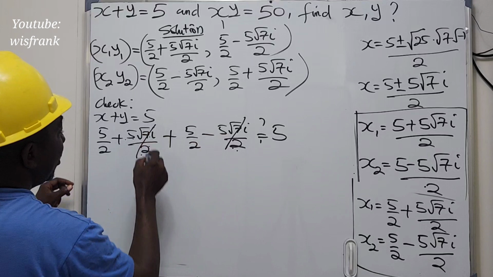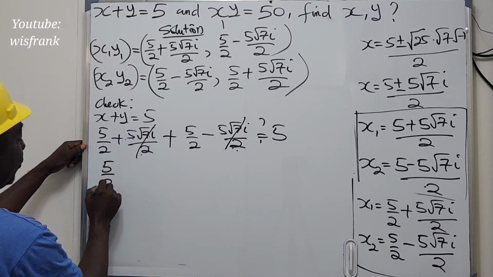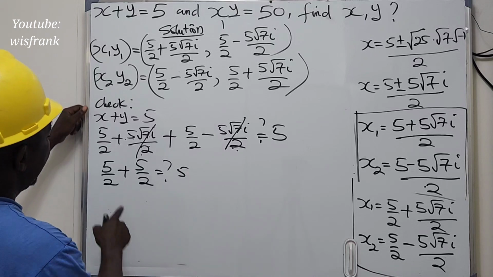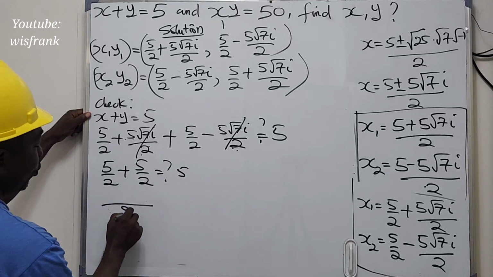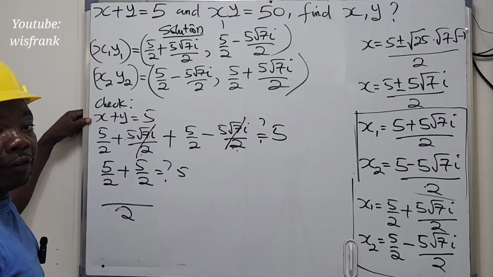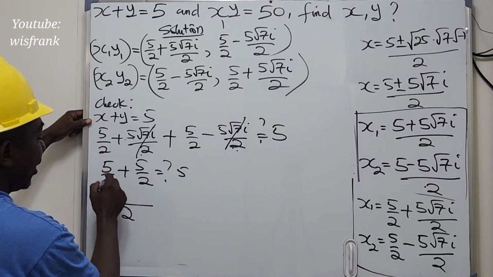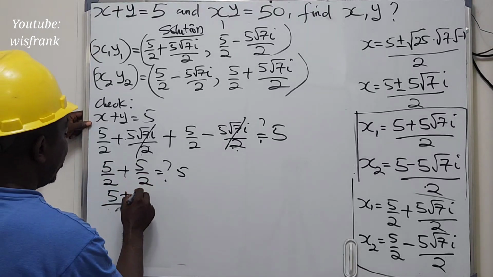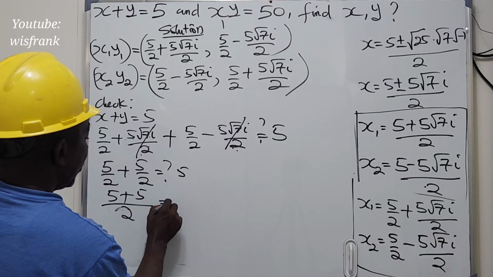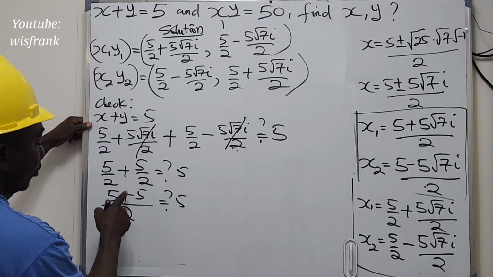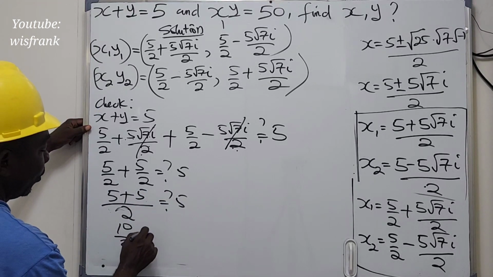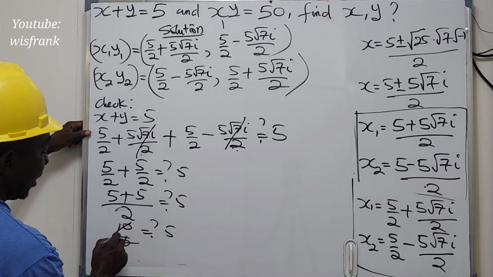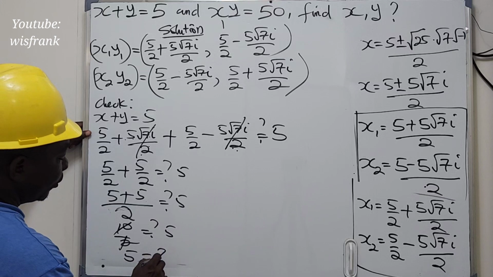So they will cancel each other. We are now left with 5 all over 2 plus 5 all over 2 equals what? Taking the LCM of 2, 2 divided by 2 gives us 1, and 1 times 5 gives us 5. Then 2 divided by 2 is 1, and 1 times 5 gives us 5. So this will become 10 all over 2, which is 5. So 10 all over 2 is the same thing as 5 equals 5.